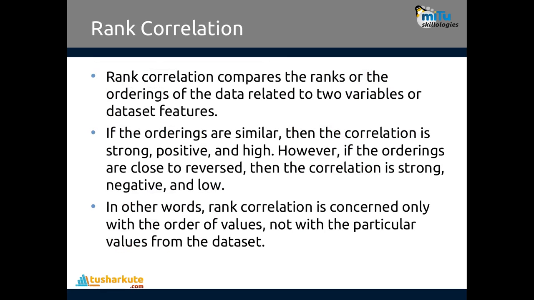Okay, now this is what we have talked about, the Pearson's correlation, which is linear, straightforward. Now the other two that we have are Spearman's rho and Kendall's tau. These two work on rank correlations. What do you mean by rank correlation? Rank correlation compares the rank or ordering of the data related to two variables or data set features. If the orderings are similar, then correlation is strong, positive and high. However, if the orderings are close to reversed, then correlation is strong, negative and low. Okay, just the inverse of that.